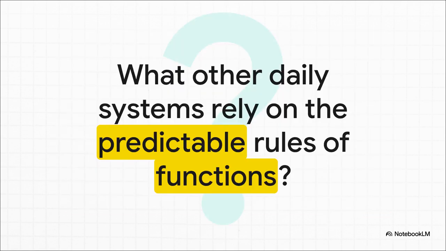So this leaves us with a final thought. Our modern world, from the software on your phone to the GPS that gets you home, is absolutely built on the backs of functions. So the next time you use a piece of tech, just ask yourself, where's the function here? What's the predictable one-to-one rule that's making this whole complex system work so flawlessly? It's something to think about.